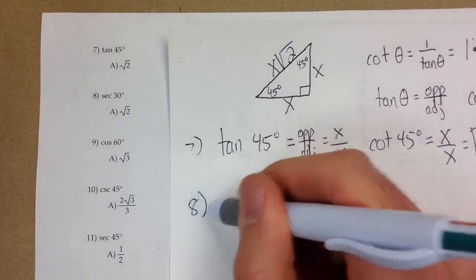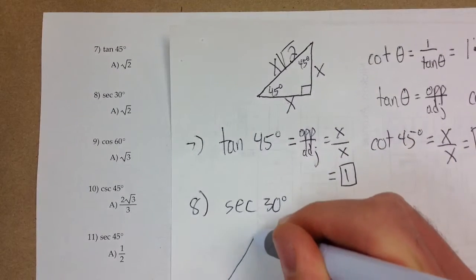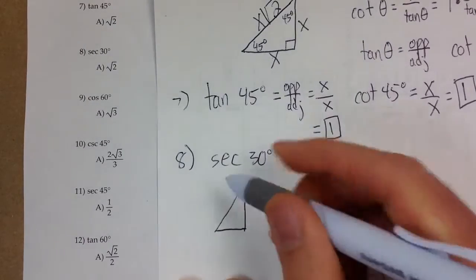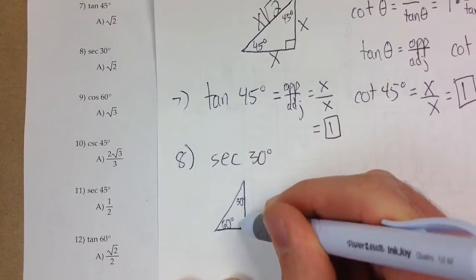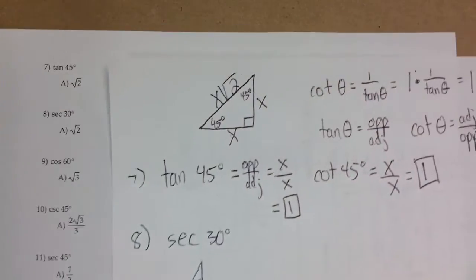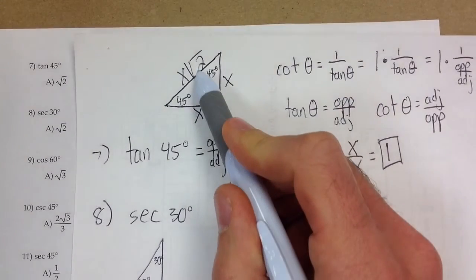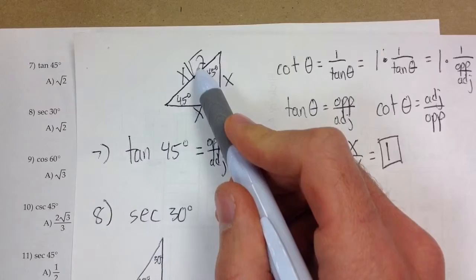Number 8. We want to find the secant of 30 degrees. Yes. I was confused with the adjacent side, whether it's x or x radical 2. X radical 2 is never going to be an adjacent side. It's always the hypotenuse.